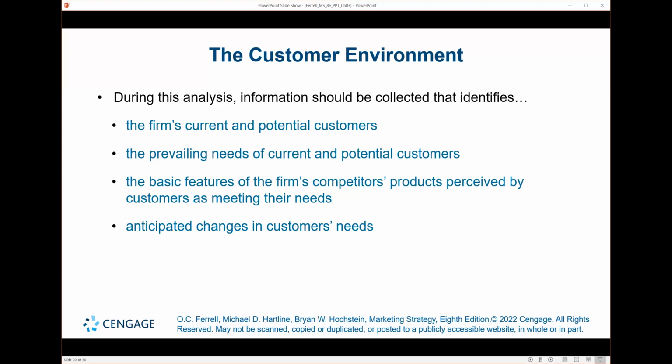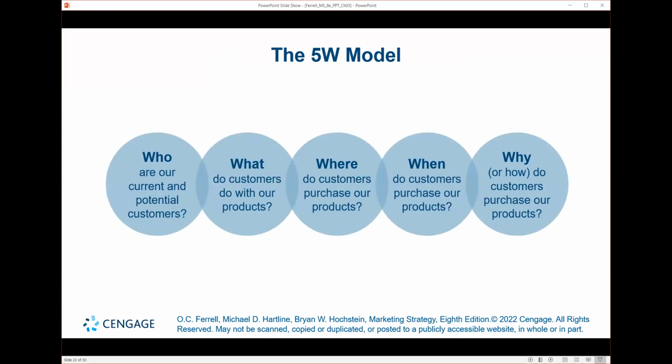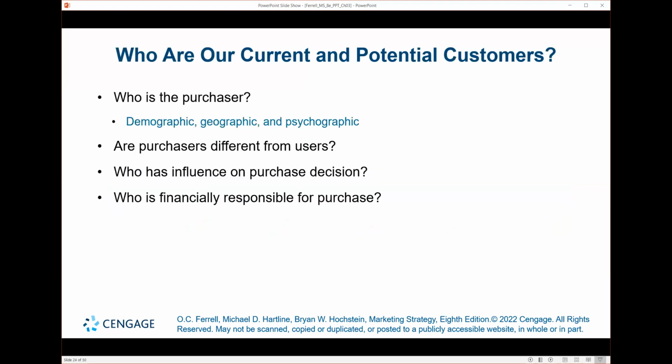So how can you do this? Ultimately, this is done by research and the gathering of analytics, applying it to the 5W model. The 5W model is exactly what it sounds like. It is who, what, where, when, and the last is why or how our customers purchase our products. And we're going to go through these one at a time. The first is the who. Who are our current and potential customers?